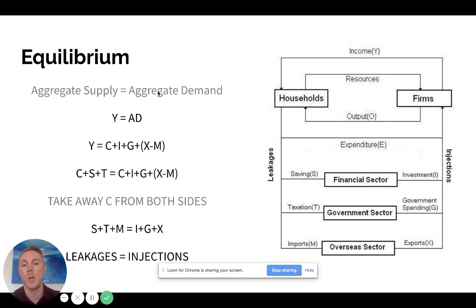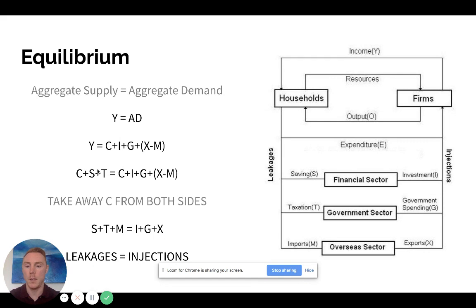Aggregate supply is equal to aggregate demand at equilibrium. We'll see that on a graph in a couple of slides. So Y equals AD. If we swap in the components of AD, Y equals C plus I plus G plus X minus M. Get sick of saying that. That's from that first slide where we just saw the syllabus. We saw that same formula. So if we swap in C plus S plus T, that's going to equal C, I, G and X minus M.